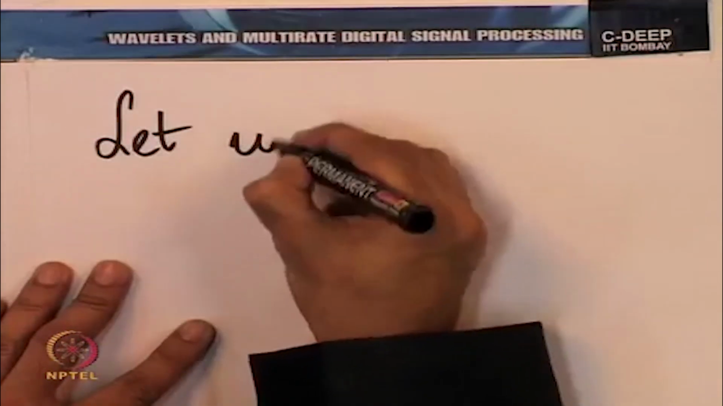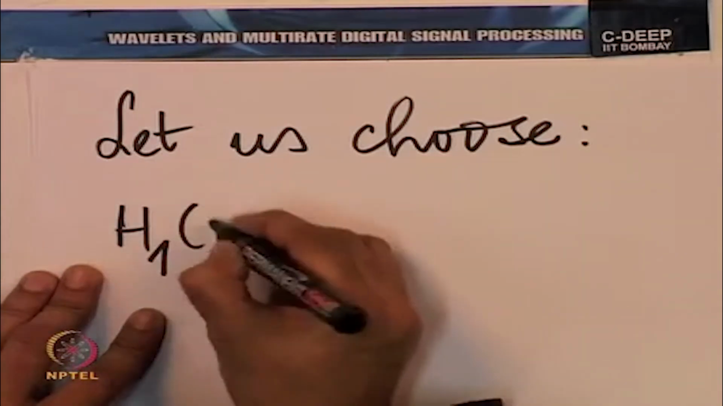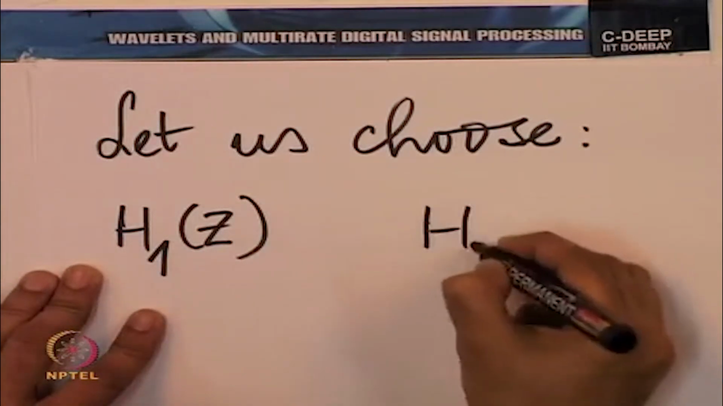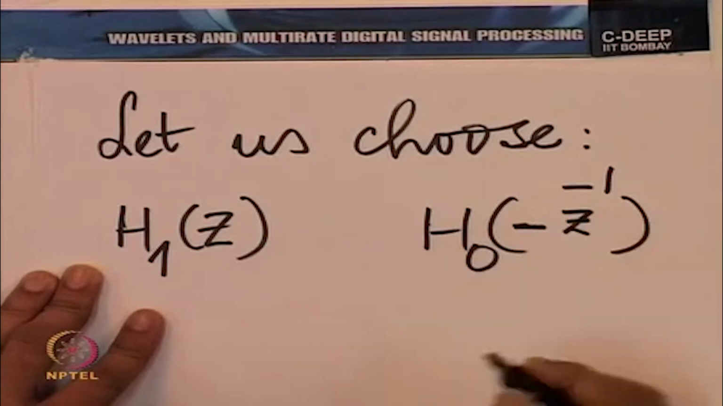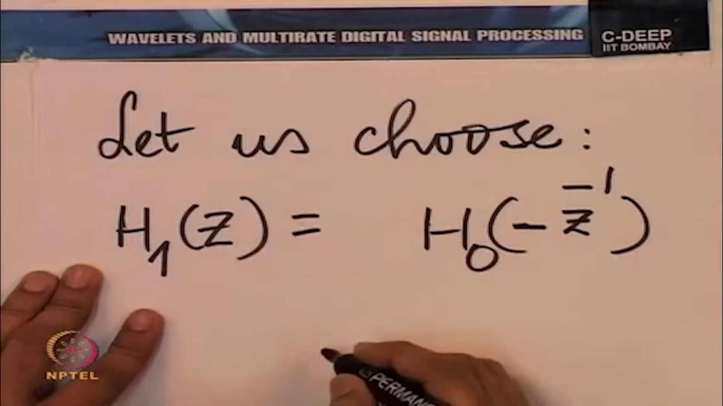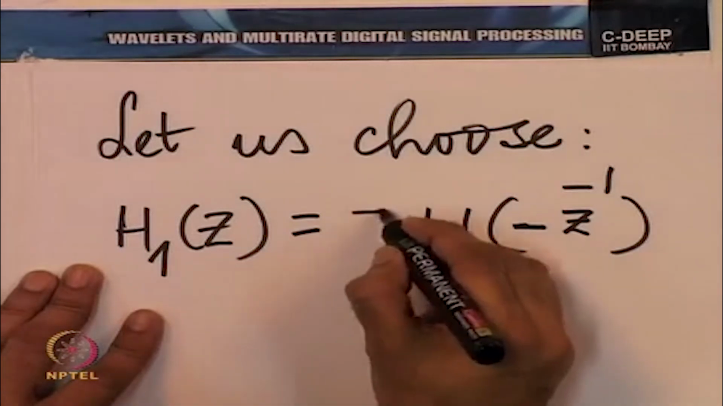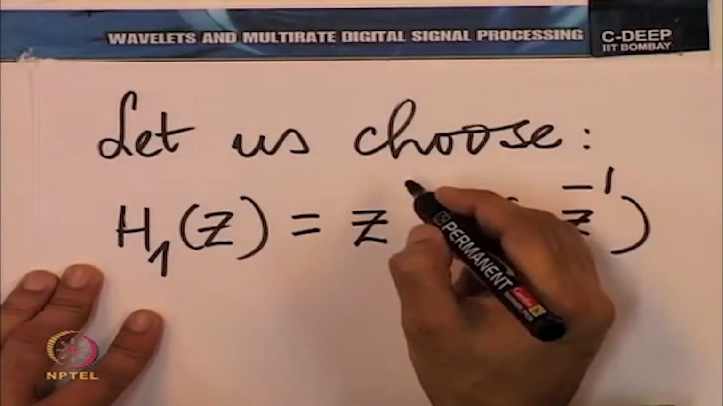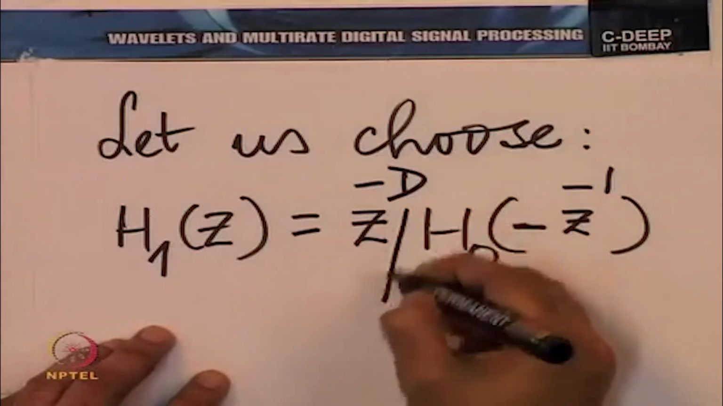So, let us choose H 1 z not to be H 0 of minus z, but H 0 of minus z inverse. And we will also allow for the possibility of a z raised to the power, so we will say minus d, here. We will allow for this possibility.